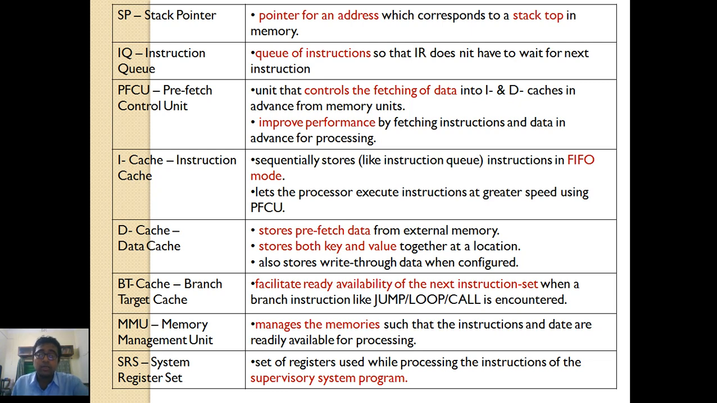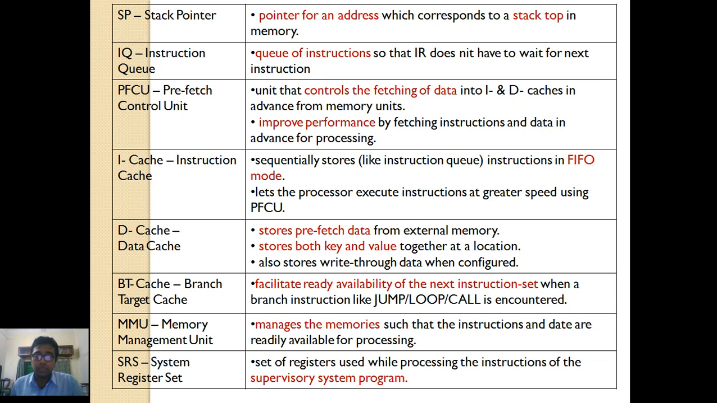Branch target cache. It facilitates ready availability of the next instruction set when a branch instruction like jump, loop, or call is encountered. If a jump, loop or call instruction has been encountered, the next instruction set is readily available in the branch target cache. Suppose we have to perform a different operation; that different operation has been stored in the branch target cache after the first operation.